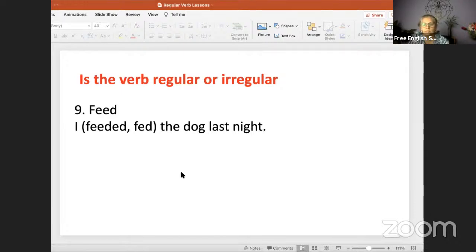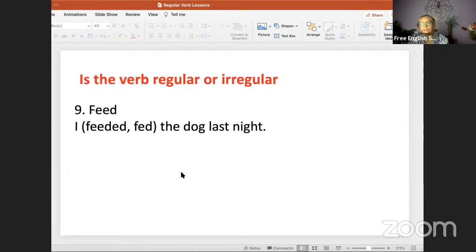Yes, yes. Or I fed my dog last night, or yesterday, or this morning, this afternoon. Yes, my mommy always feeds us affectionately, lovingly. Okay, good. So, feed us.